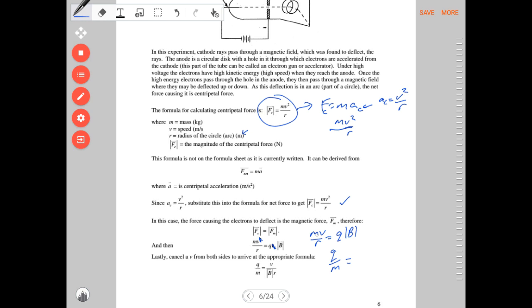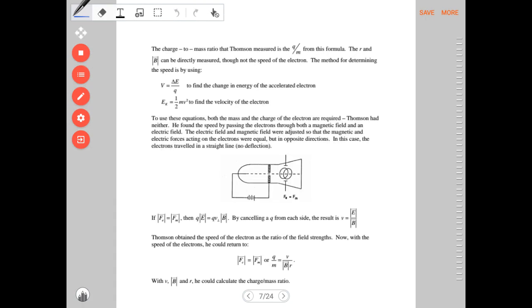So if we do that, the M has to come down to this side. Okay, so that gives us Q over M. And then the B divides this side, so we end up with V over BR or RB. Order doesn't matter. So there is the charge to mass ratio and how he solved it.